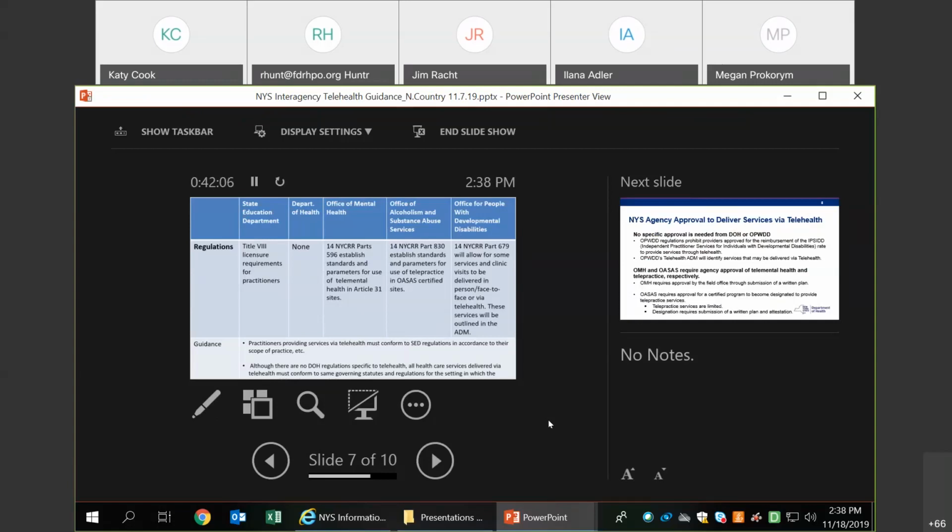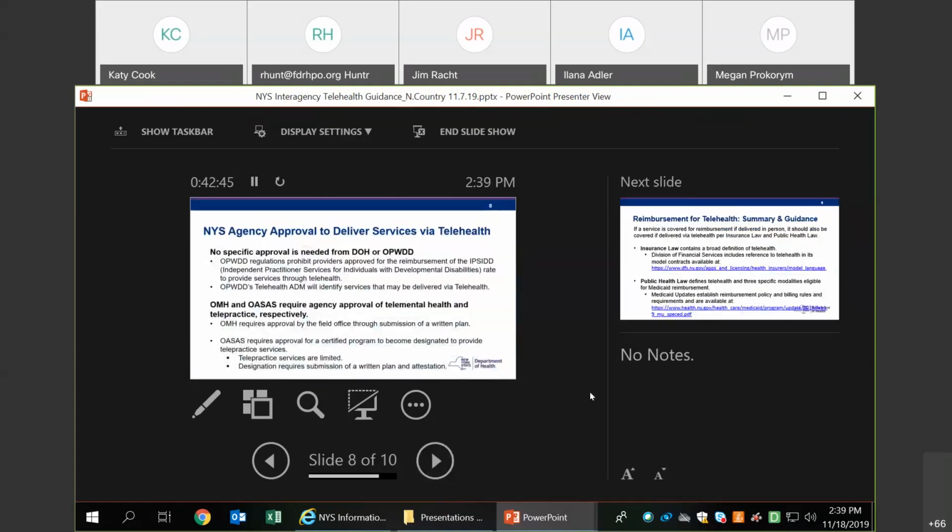Then for OMH, OASIS, and OPWDD, each of these three agencies have regulations that allow for services to be delivered via telehealth: for OMH and OASIS through telemedicine, and for OPWDD through the three modalities outlined in public health law. And OPWDD will be providing additional clarification on what services can be delivered via an ADM, an Administrative Directive Memorandum.